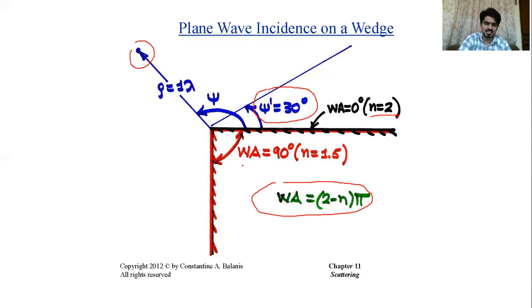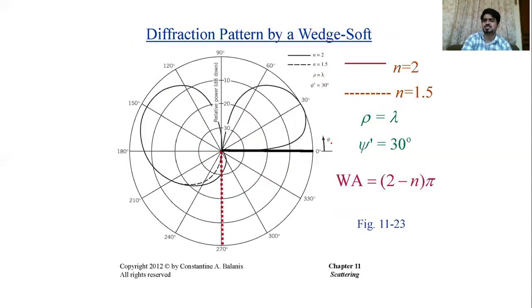And this other case is highlighted by this red line, that is nothing but a 90 degree wedge. So let's consider these two cases. And when we first look at the results for the soft polarization, so this is for the soft polarization.